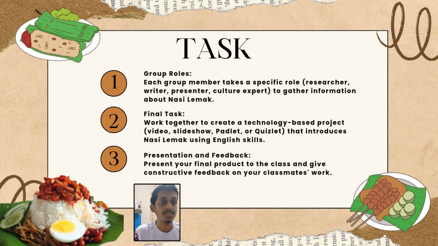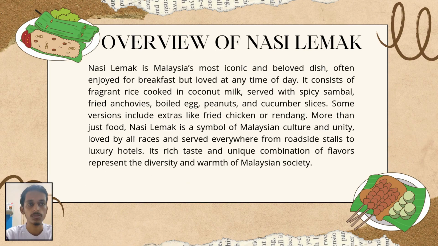Okay, next we are looking at the tasks. So there are three types of tasks. So first task is group roles. Each group member will take a specific role, like a researcher, writer, presenter, or culture expert, to gather the information about the Nasi Lemak. The second one is the final task. The group members work together to create a technology-based project, like a video, slideshow, Padlet, or Quizlet that introduces the Nasi Lemak using English skills. The third one is presentation and feedback. They present their final product to the class and give constructive feedback on their classmates' work.